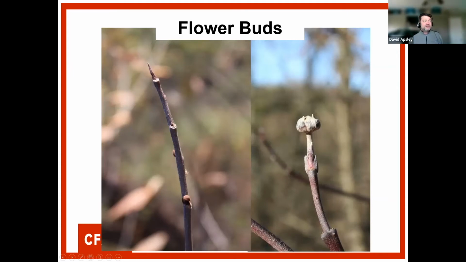And then the flower buds. This big swollen bud, looks almost pumpkin-like, is the flowering dogwood bud that's preformed and ready to pop in the spring. And then who had the question about pawpaw? This is the pawpaw over here.